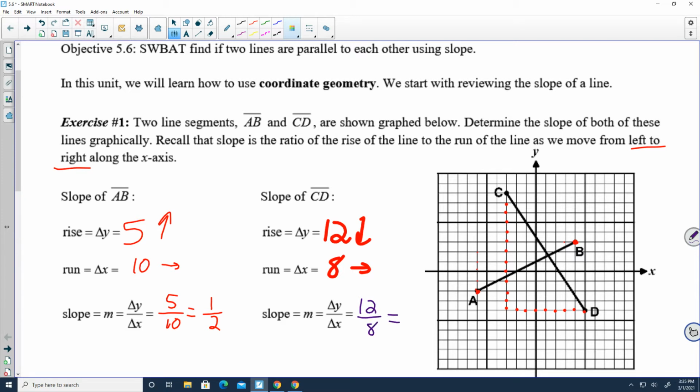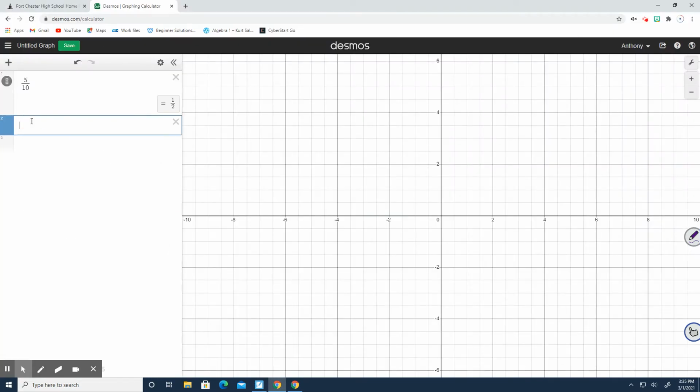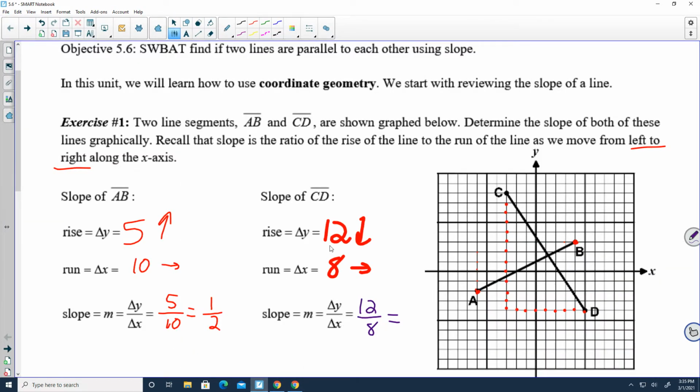To simplify 12 over 8, I'll go to my Desmos graphing calculator. If I type in 12 over 8, that simplifies to 1.5 as a decimal, but as a fraction, it's 3 over 2. The simplified fraction is going to be negative 3 over 2. Not positive 3 over 2, negative 3 over 2. The reason it's negative is because it's decreasing. If I read it from left to right, it's going downhill, going down.